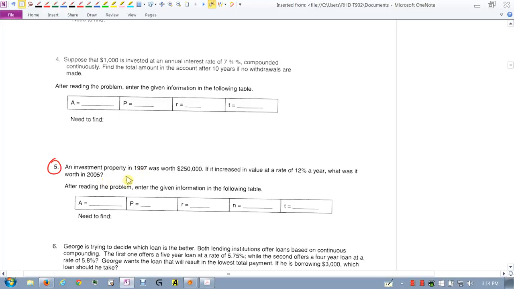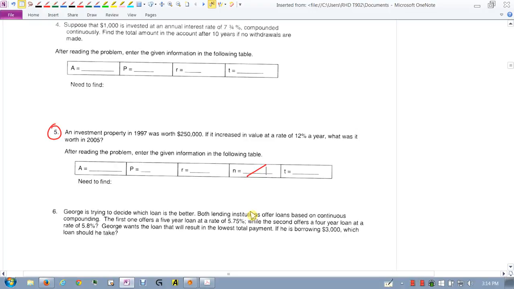8 years. And we're going to assume the interest is compounded continuously here. All right, just use PERT. N would not be used here. It doesn't say how many times it's compounded. So if it doesn't say how many times it's compounded, we're assuming it's continuous.